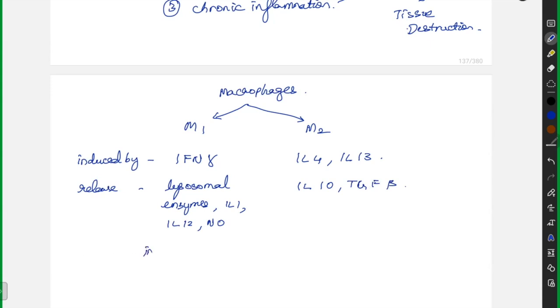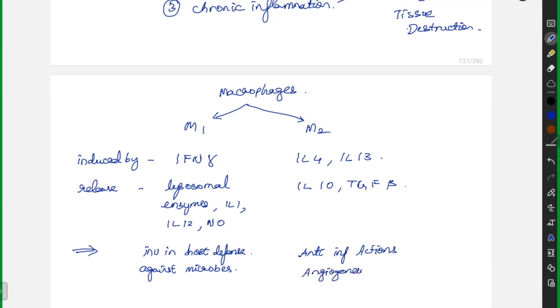M2 is going to be involved in anti-inflammatory actions, angiogenesis, and tissue repair and fibrosis. Okay, wow. So now coming towards the tissue macrophages.